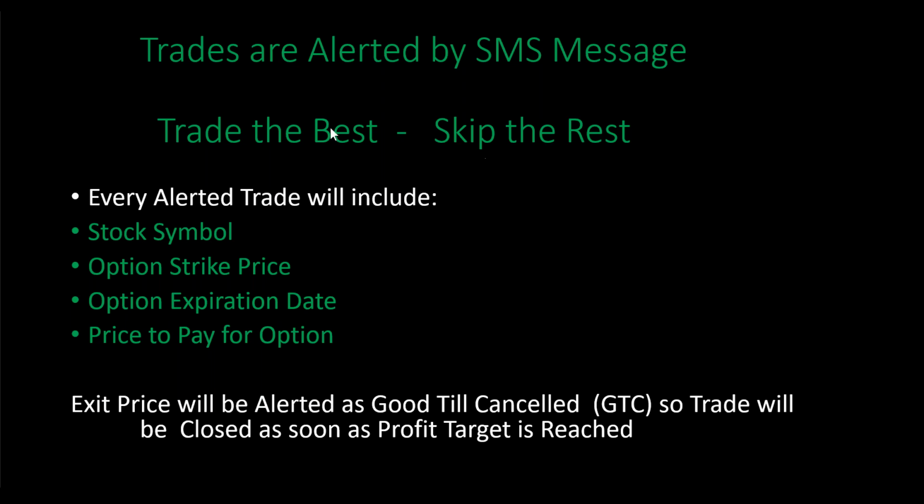All right, so on the alert service, this is what you're going to get for the alerts that come to you. You're going to get your stock symbol, your option strike price, the option expiration date, and how much to pay for the option. Now you get an alert to open the trade, and then you get at least one to exit the trade. But I may put an exit price in there, and I may change it to a higher or lower price depending on what the price action is.